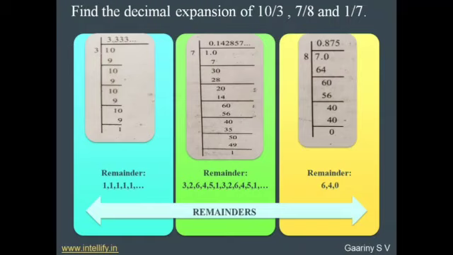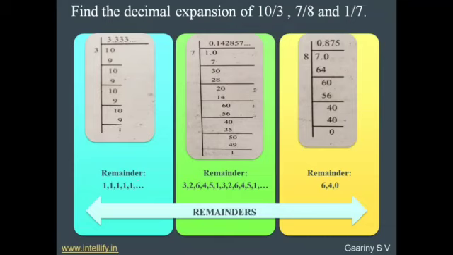If you put 3 here, you can divide it. 3 times 3 is 9. So again you are getting the remainder as 1. In the following steps you will be getting the same remainder 1 and the same quotient 3. So it is 3.333, it repeats. The remainder here is 1, 1, 1.